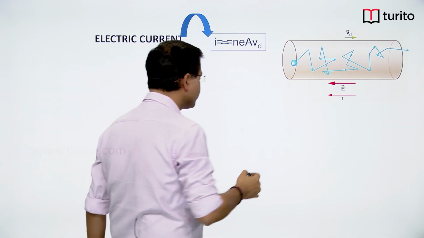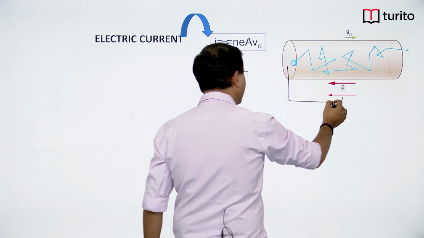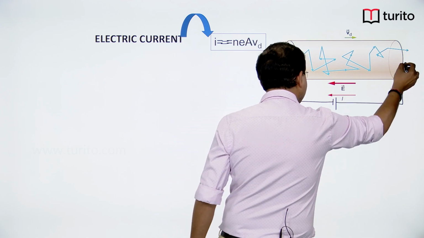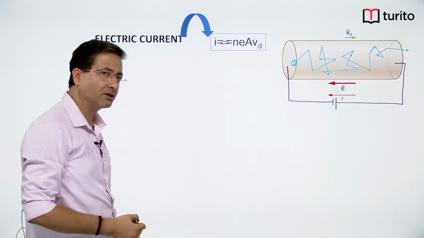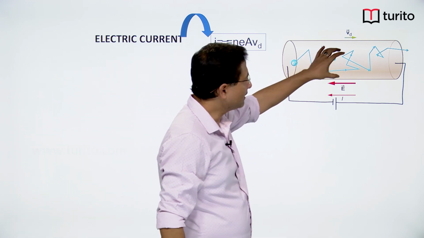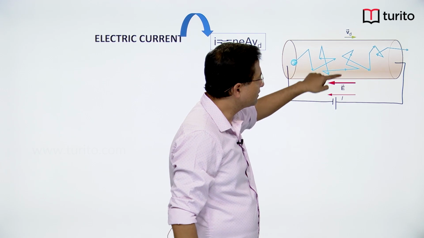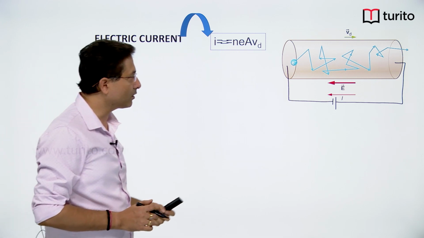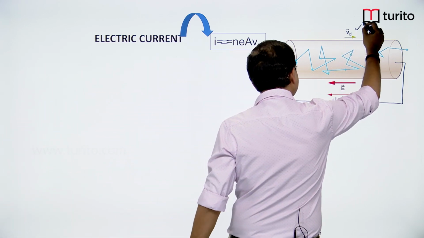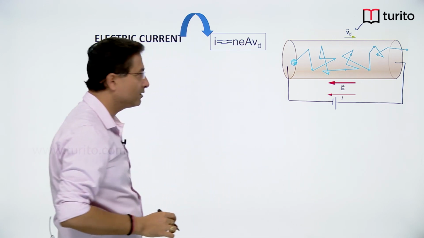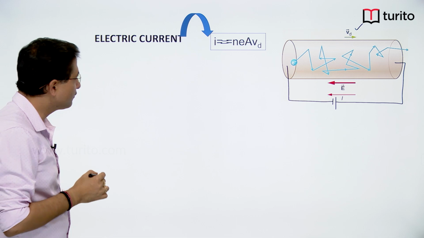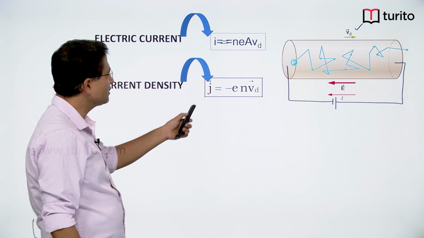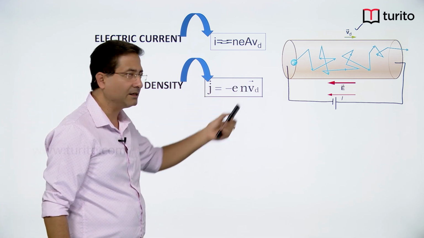If we apply a field in a conductor by connecting it through a cell, then due to this application a field is created inside the conductor. As the field is created inside the conductor, electrons start drifting opposite to the field, and we got the relation between current and drift velocity as I is equal to N E A Vd, right. And if I divide this I by area, I will get current density. So, current density was J is equal to minus E N Vd.